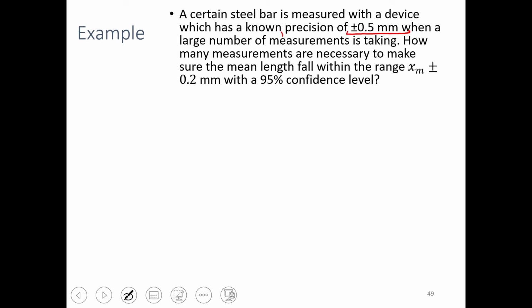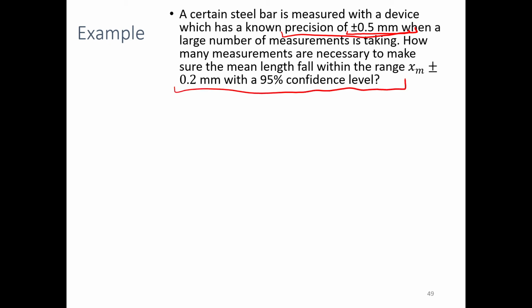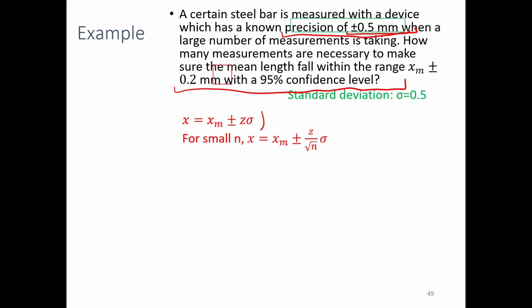So this is a way of telling you that 0.5 millimeter is the standard deviation. When a large number of measurements is taken, how many measurements are necessary to make sure the mean length falls within the range xm plus minus 0.2 millimeters within the 95% confidence interval? As I said, the standard deviation is 0.5, and this was the representation for a large number of measurements, if you recall, or the population.